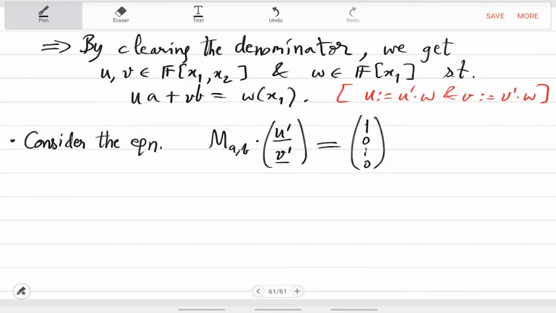What are the entries of this matrix? Coefficients with respect to x2. So its entries are in F(x1). This is a matrix whose entries are actually polynomials. They are univariate polynomials in x1. They are free of x2 in particular, right? And the determinant of this is the resultant with respect to x2. Now can you say something about w?